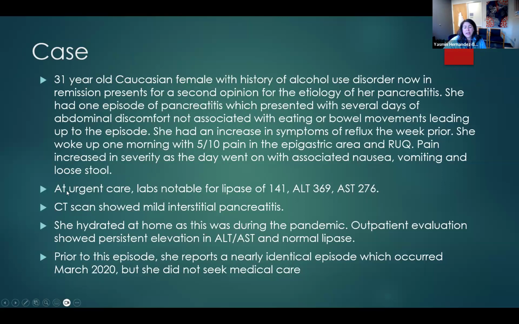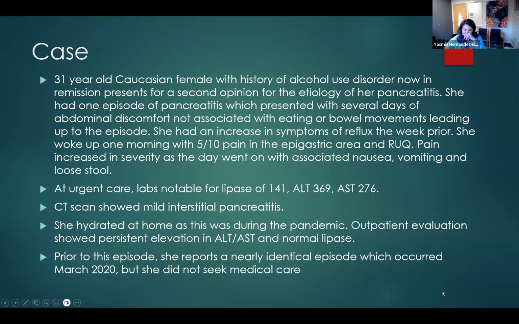This was in mid-2020, so she went to urgent care. Her labs were notable for a lipase of 141, and her ALT and AST were elevated at 369 and 276. Her CT scan showed mild interstitial pancreatitis. She hydrated at home because it was during the pandemic, as I mentioned, and then she went to see her outpatient GI about a week and a half later. Her lipase had normalized, but her ALT and AST were persistently elevated.